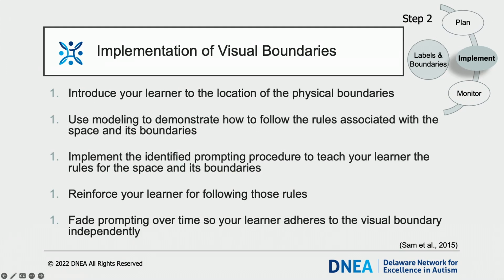When implementing visual boundaries, one must introduce the learner to the location of the physical boundaries. It's important to model how to follow these rules associated with the space and its boundaries. Again, you want to identify and implement prompting procedures. In addition, reinforcing the learner to use the rules is very important. Again, be sure to fade your prompting over time so your learner adheres to the visual boundary independently.